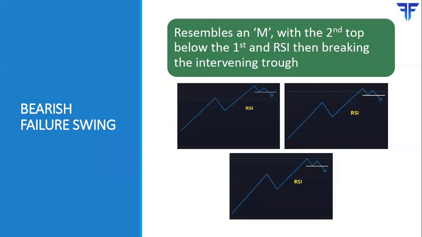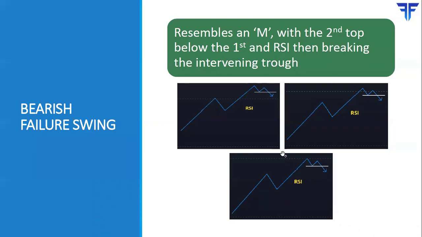Now, the reason why this is called a failure swing is because in the case of a bearish failure swing, you see that the second high did not surpass the first high. That is, the second high did not go on to cross above the first high. So you have a failed swing within the RSI. This is the reason why it's called a failure swing. Again, a bearish failure swing could occur above the overbought region, or near the overbought region, or it could occur slightly at or below the overbought region.